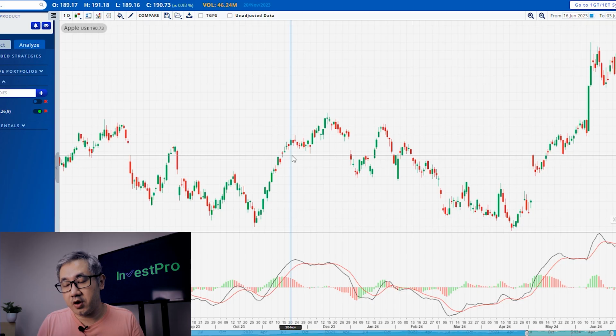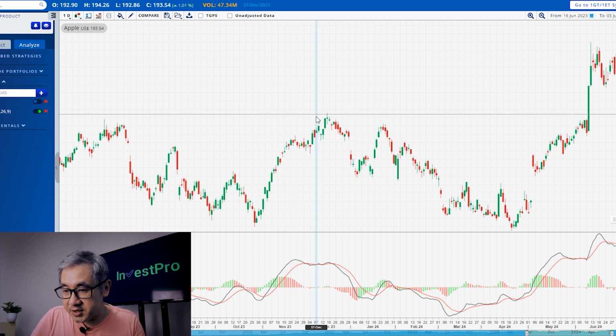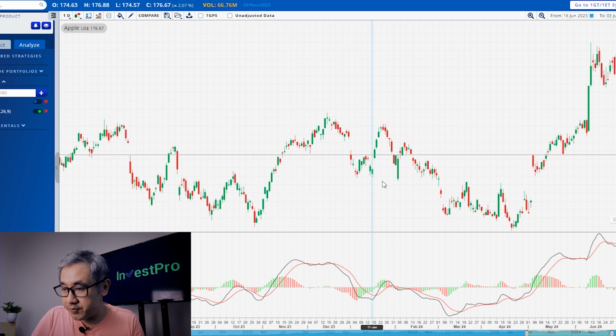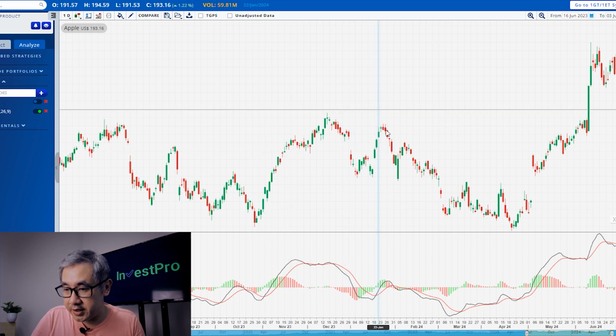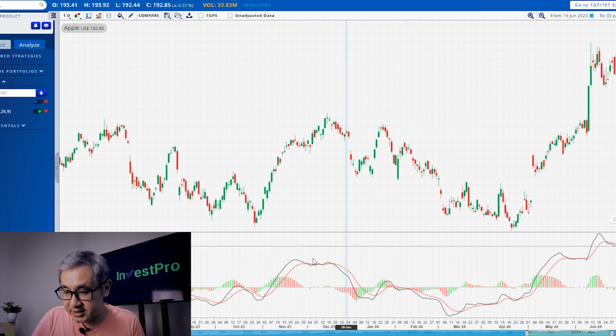Now, let's take a look at this chart. Over here I have an Apple chart, all right? There is an upper section and a lower section. The upper section shows you the Apple price bars, and the lower part shows you the MACD.